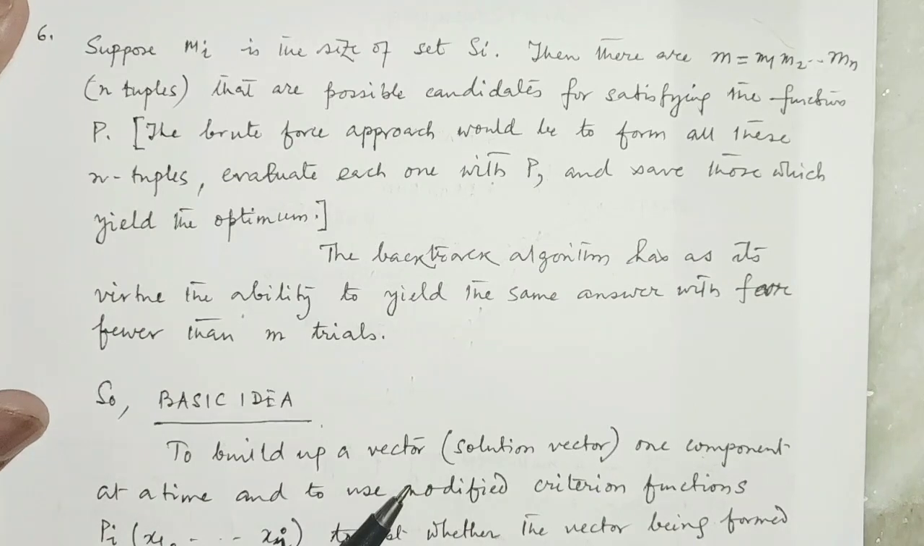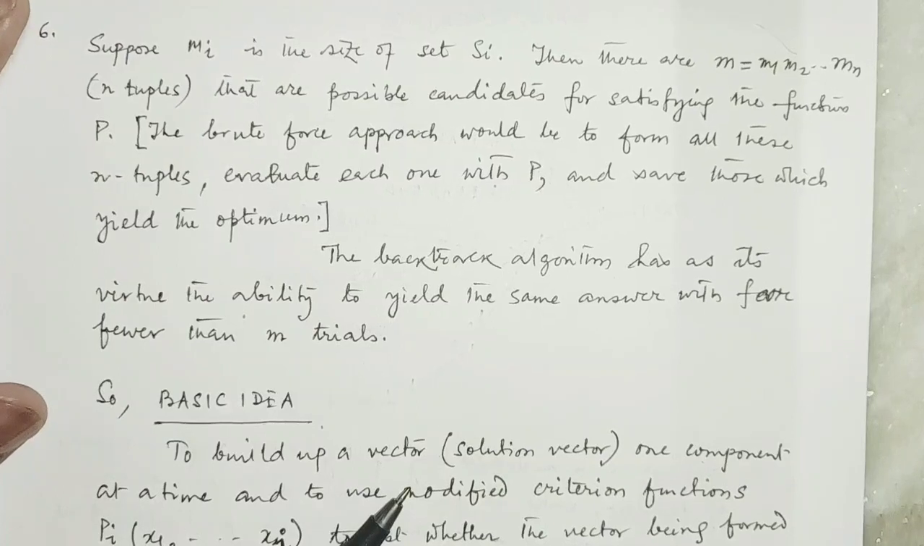That means in case of the brute force approach, what I told at the time when I was talking about the Sudoku problem is that when a particular digit does not fit, that means it is not leading to the solution, we just discard it and go for the next one. That means we backtrack.